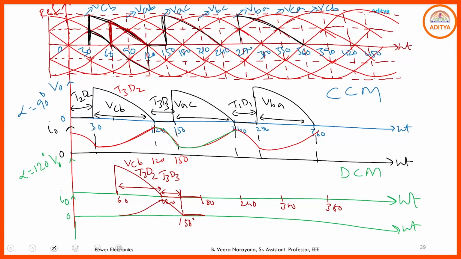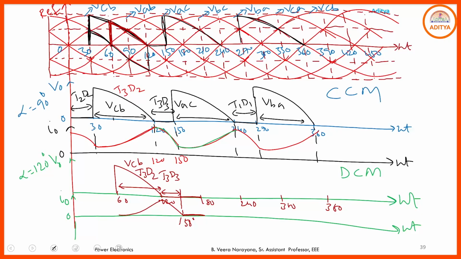Because from 60 to 120 some energy must have been stored in the inductor and some power transmitted from source to the load. After 180 the energy stored in the inductor is discharged to the load through T3 D3. At 150 degrees that energy is completely discharged and T3 goes to the off state. So except D3 all are in the off state. Hence the output voltage is 0 and the output current is also 0.